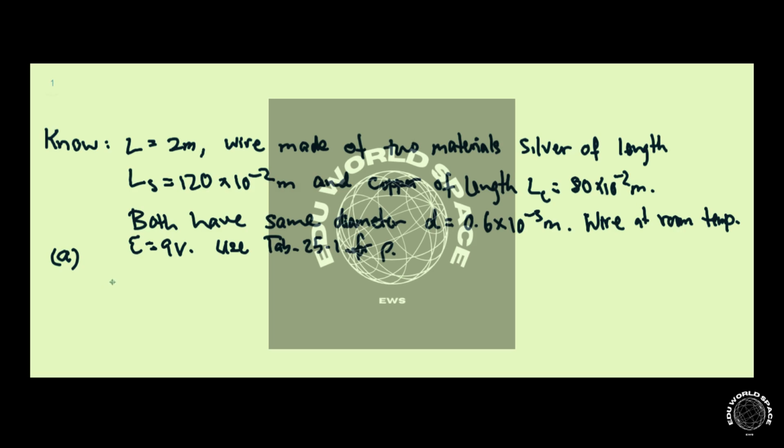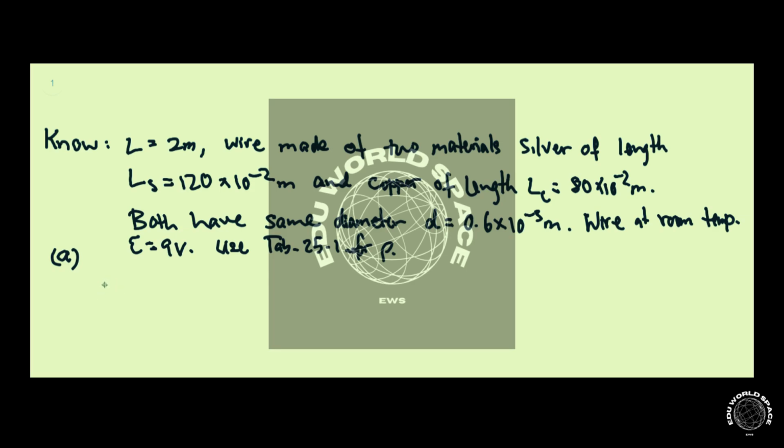We're told that the wire is at room temperature so that we can use table 25.1 to find the resistivity. And we're told also that the potential difference of 9 volts is maintained across the wire. And we're asked to find in part A the current in the copper section of the wire.